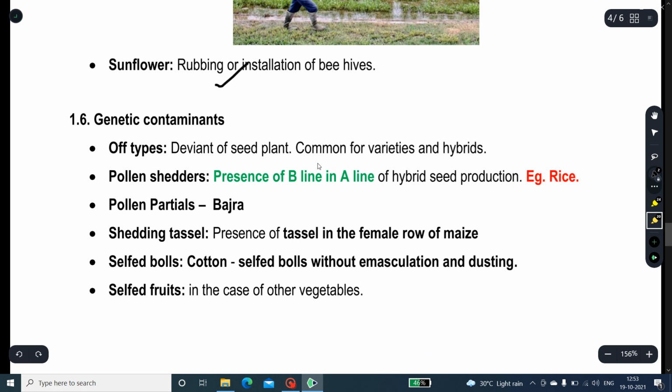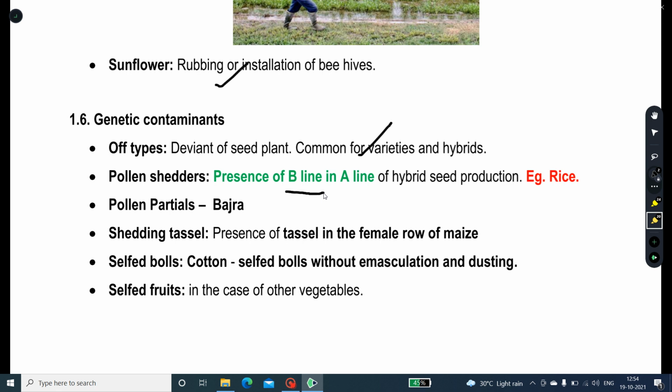And the next important factor is genetic contaminant. The contaminant may be physical or genetic. So the genetic contaminants are, first, off types. This we have seen in varietal seed production also. This is nothing but a plant other than the seed crop, a deviant of the seed plant. It is common for both hybrids and varieties. And pollen shedders is nothing but the presence of B line in A line in hybrid seed production. An example here is rice, particularly in a hybrid seed production field.